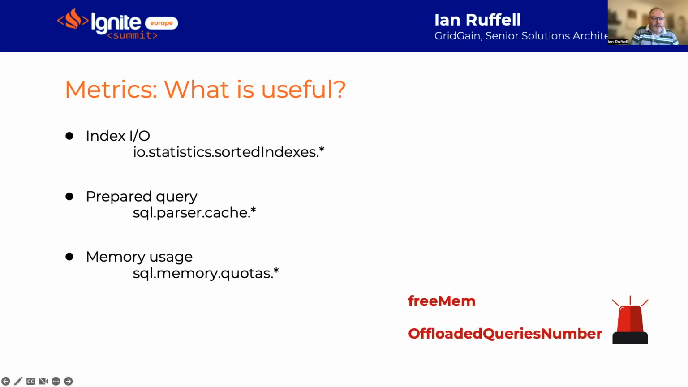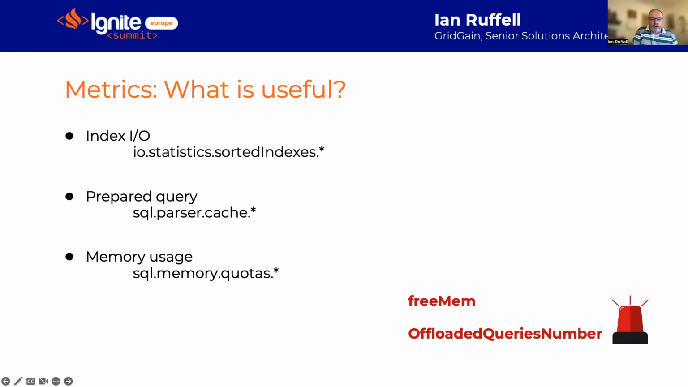So which metrics are useful? One of the key ones is index.io. That gives us statistics about all the indexes and how they're being used, how often they're being used. Then we've got prepared query. When you execute a query, it actually caches the query plan for that. So if you run the same query over and over again, it hasn't got to redo that particular phase of the operation.